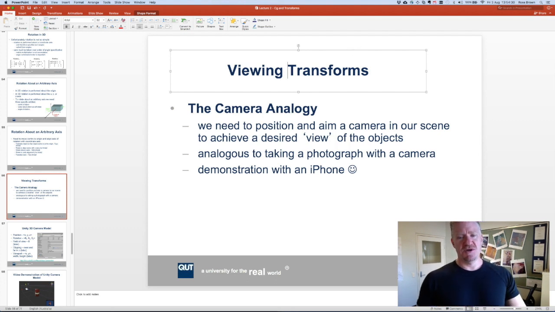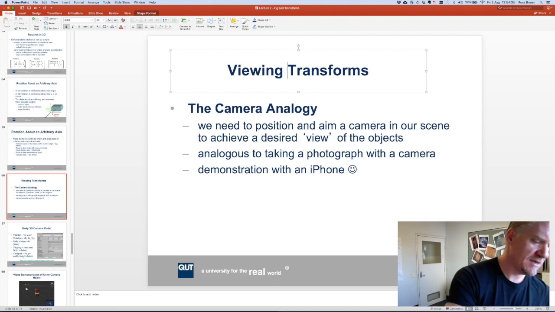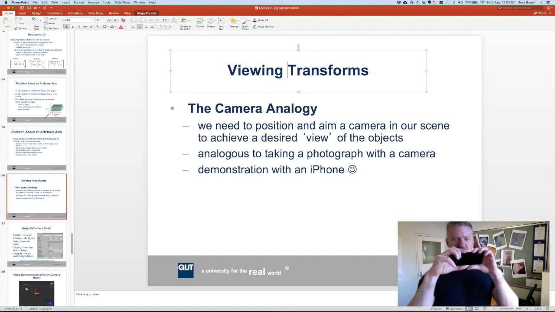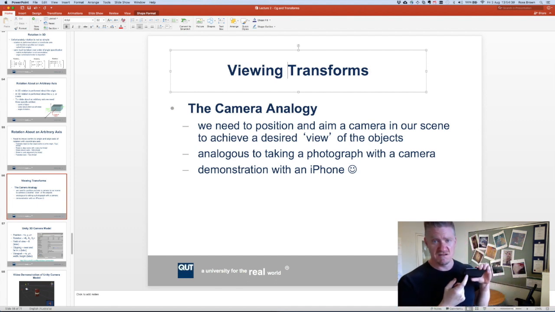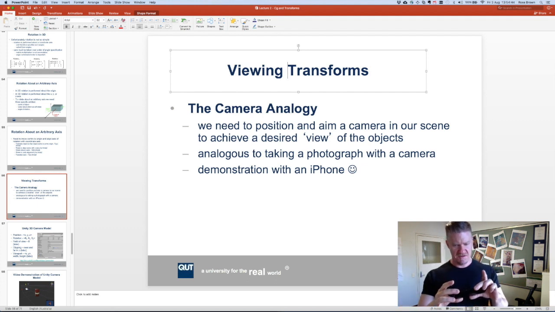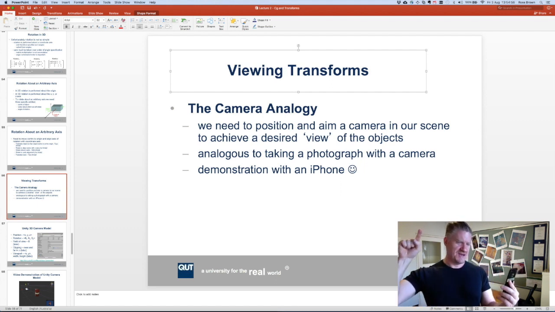So the idea is we need to position and aim a camera in our scene to obtain a desired view. I just like using my mobile phone as the example because it has a camera on the back. If I want to see the keyboard, then I position the camera looking down. If I want to take a selfie, I put the camera back to me in the position there. And you need to transform me, wouldn't that be fun, to the viewport on your screen in order to see me. So that's the basis of the camera transform.